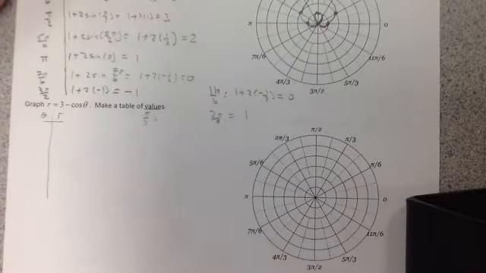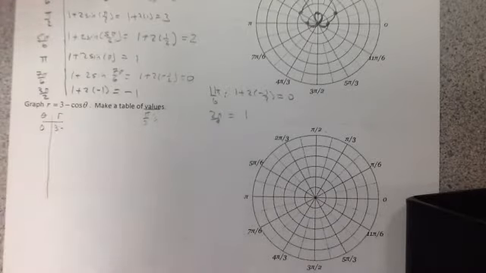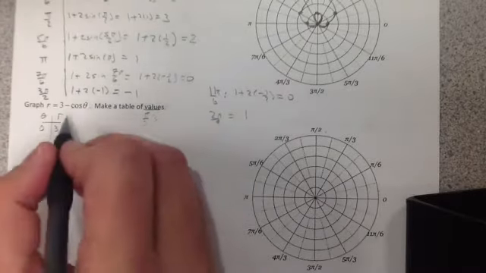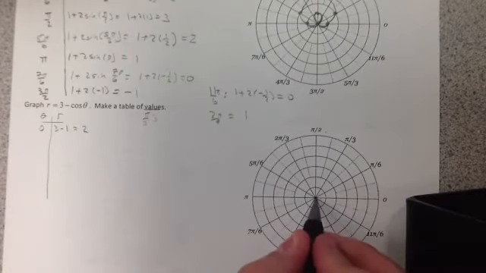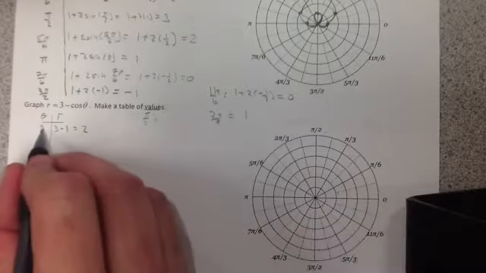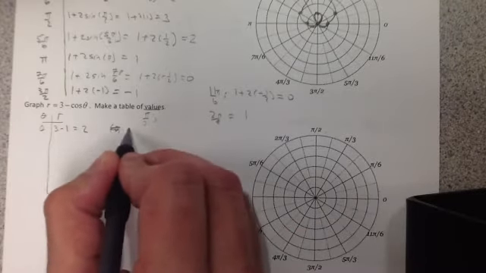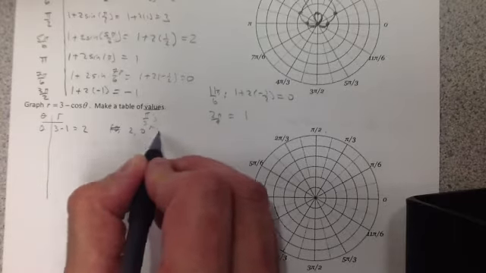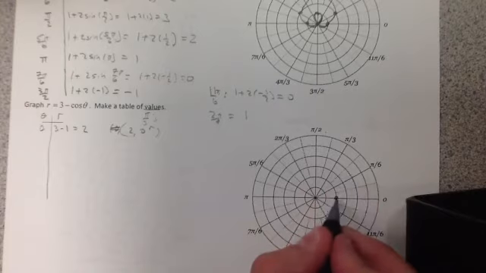Theta and r. So theta, start with 0. I go 3 minus, you can do this in your head. What's the cosine of 0? 1. That gives me 2. So at 0, I'm facing 0 radians, right? So we face 0, go out 2. 1, 2. Put a point there.